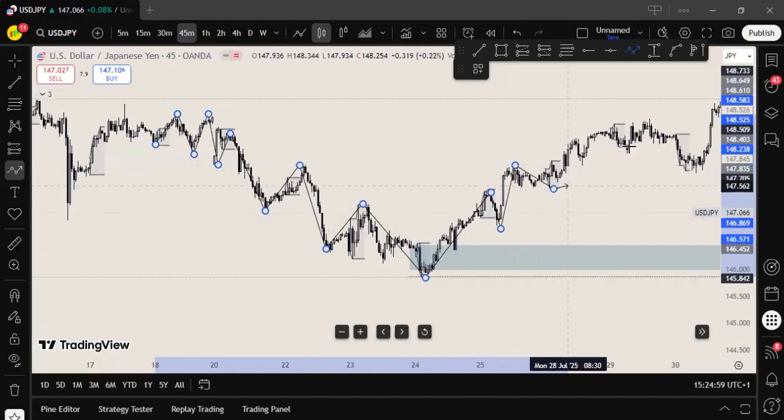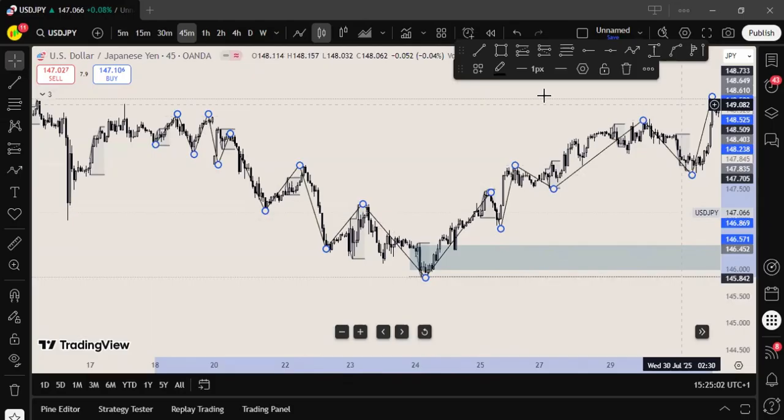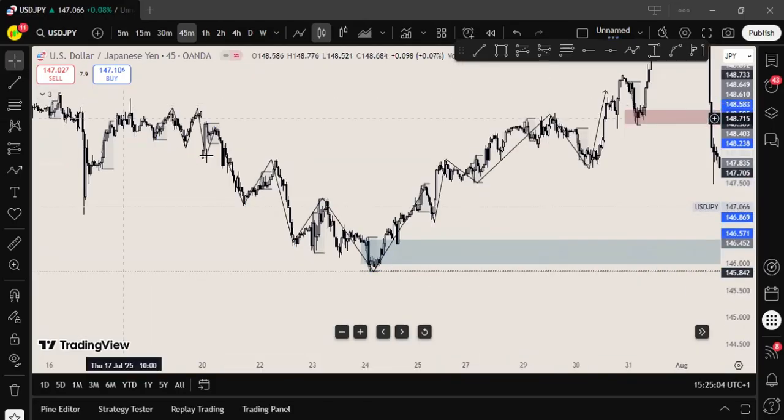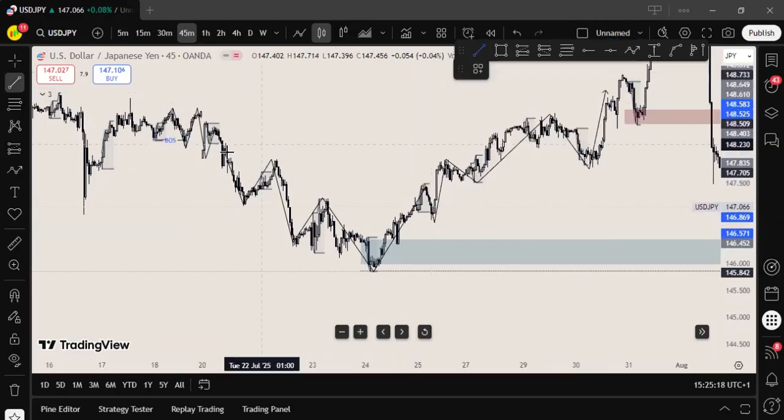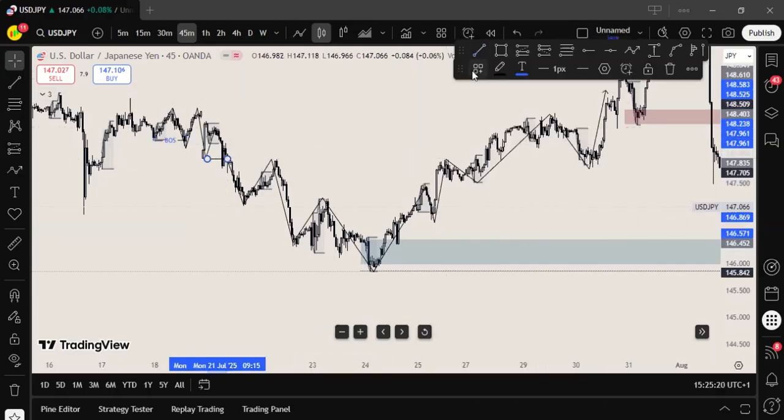If you don't forget what I'm trying to tell you now, the market changed character right here. It means the market was in a bearish trend, then all of a sudden the market broke the previous high. We have this as a break of structure, BOS, break of structure, BOS.